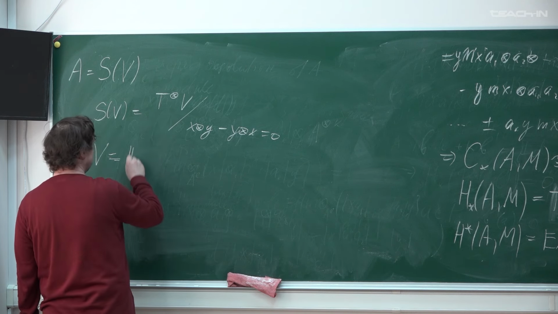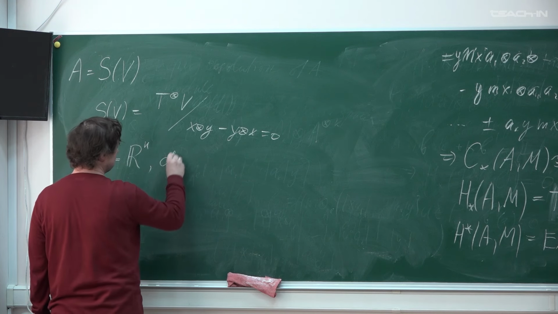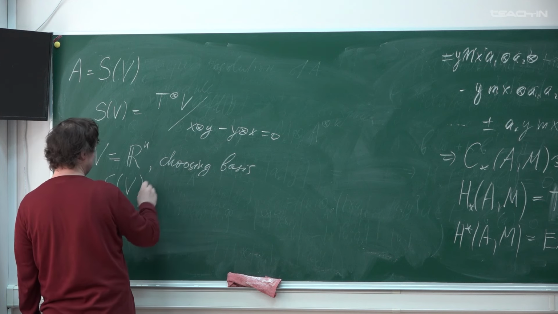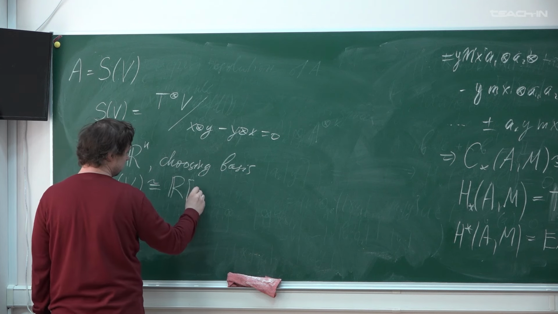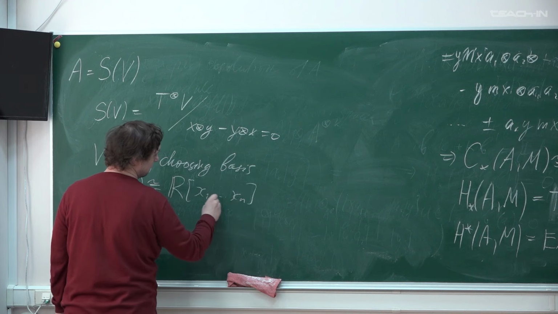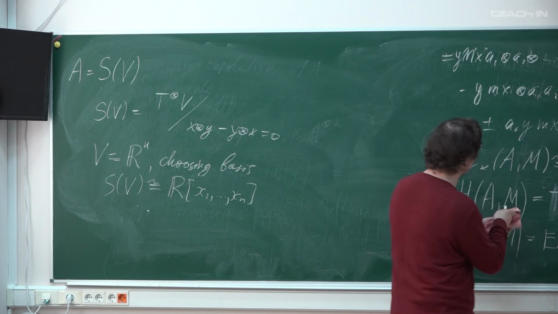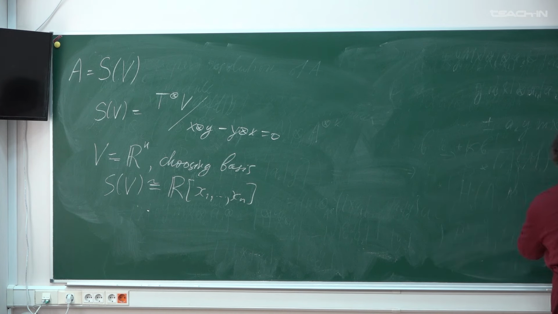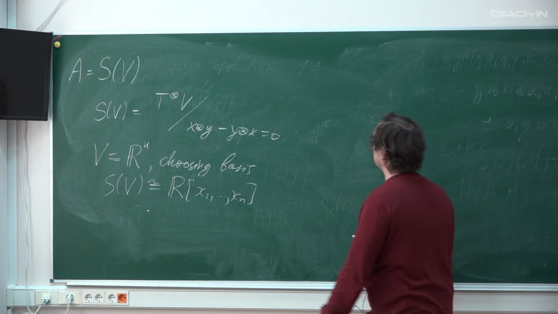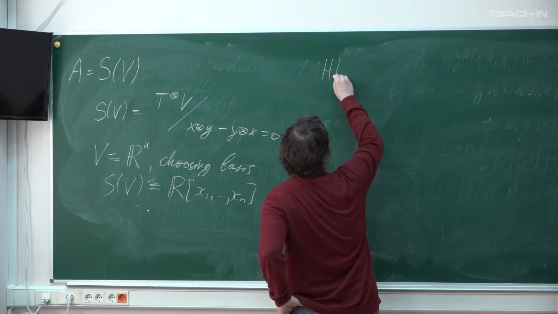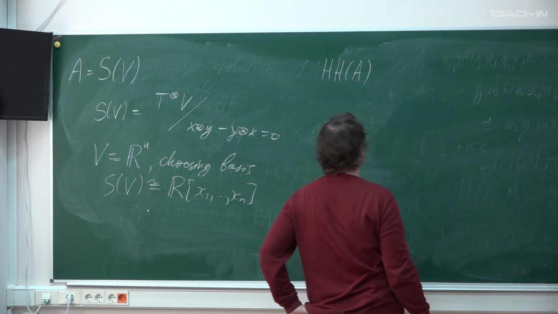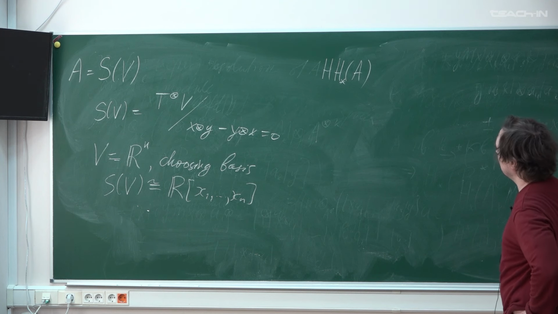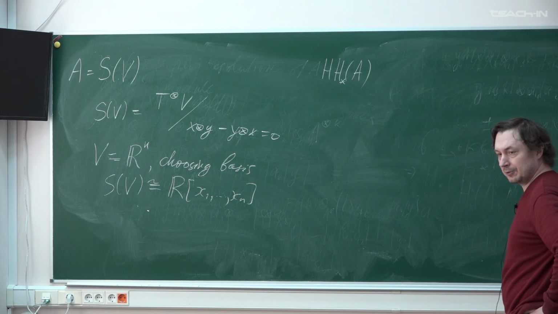Okay, so here we have, if V is equal to R^n, and choosing the basis, we can show that SV is in fact isomorphic to the algebra of real polynomials in variables x1 through xn. So in other words, I am dealing with polynomial algebras. So I'm going to compute the Hochschild homology of A with coefficients in itself. As I told you last time, when I take the coefficients to be equal to the algebra itself, I use double H in front and omit the coefficients, usually.